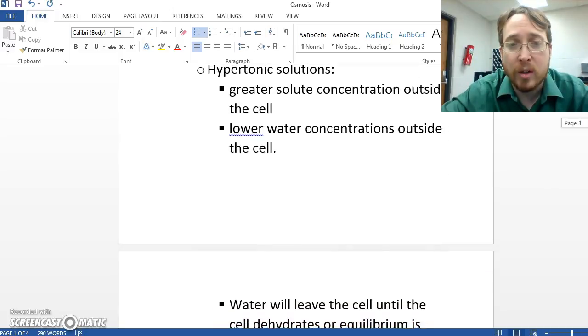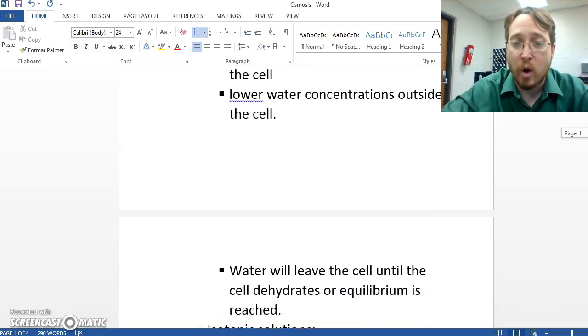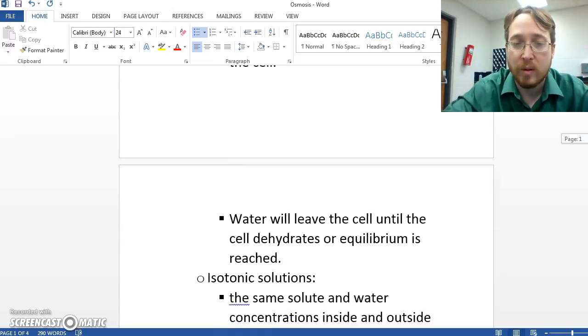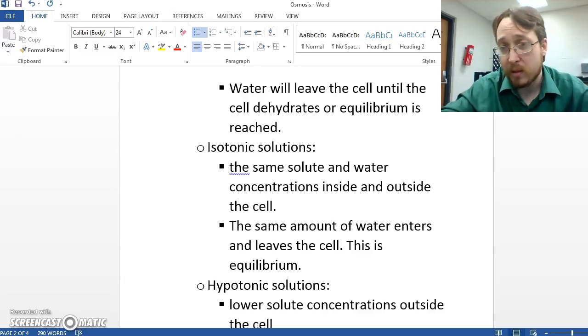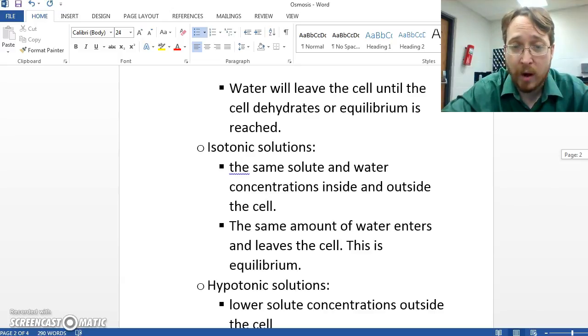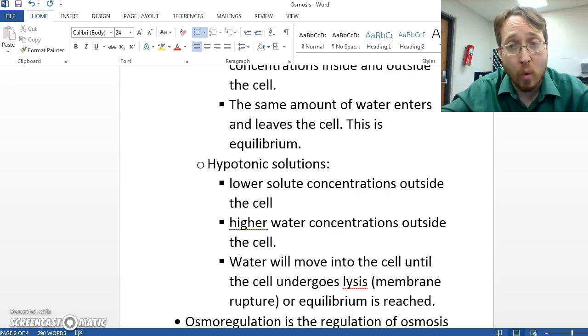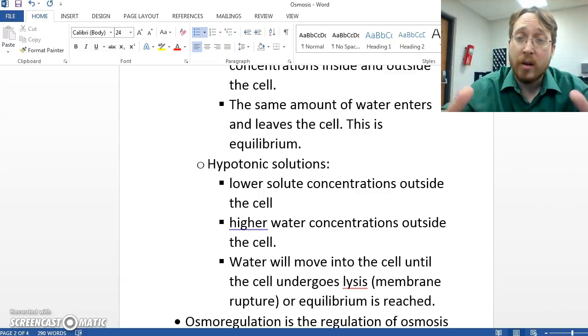In a hypertonic solution, there is a greater concentration of solute outside of the cell, which makes it a lower concentration of water outside of the cell, and so water will leave the cell to the low concentration until the cell dehydrates or equilibrium is reached. Isotonic solutions have the same solute and water concentrations inside and outside of the cell, and so the same amount of water enters and leaves the cell because the cell is at equilibrium with its environment. Hypotonic solutions have a lower concentration of solute outside of the cell, which means they have a higher concentration of water outside of the cell, so water will move into the cell until equilibrium is reached or lysis occurs.